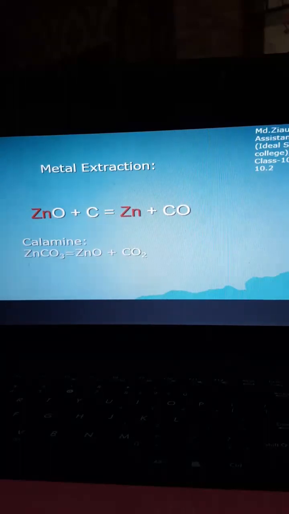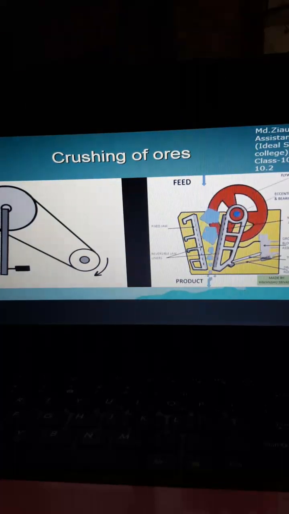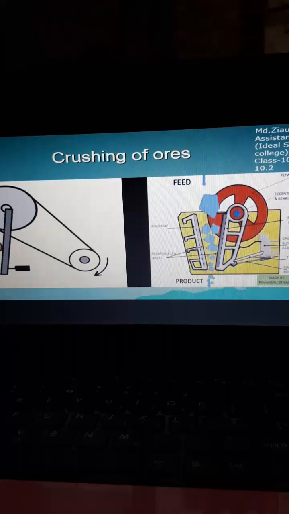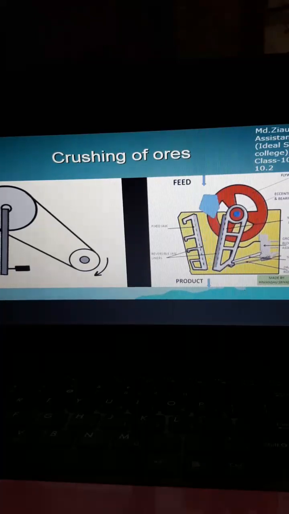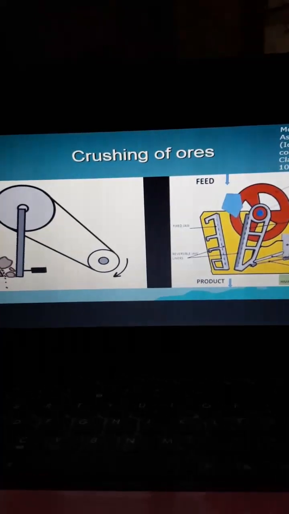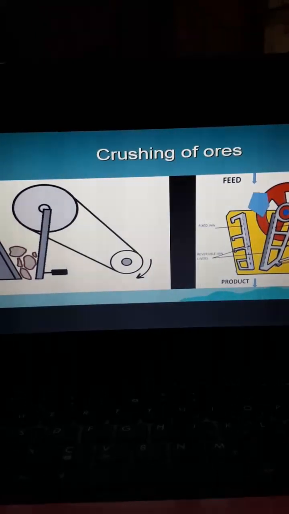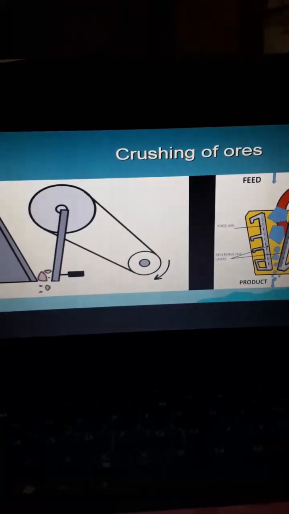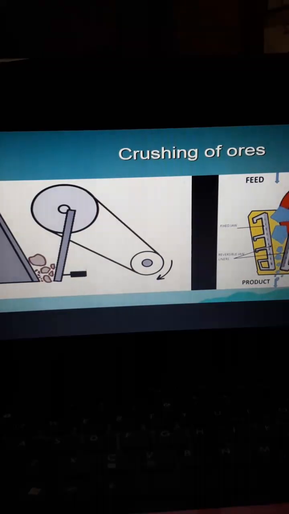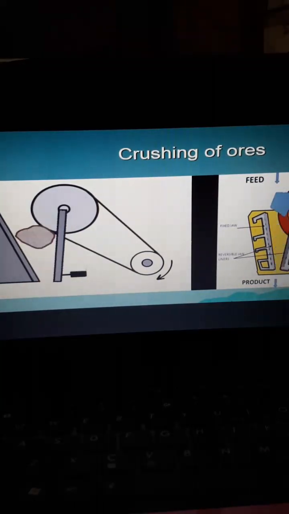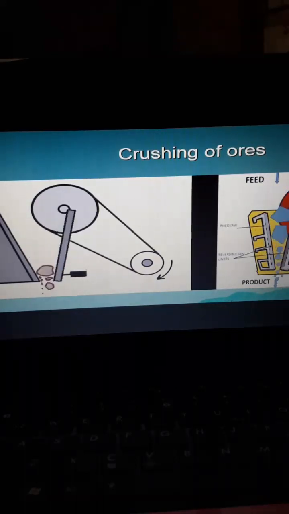So we have to crush. Here you can see the diagram easily. On the left hand side, you can see the larger pieces of ore like a stone. You can see it is converting into a smaller one. So this is called crushing.